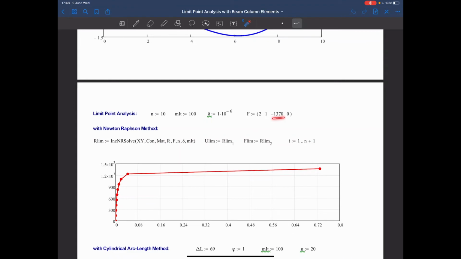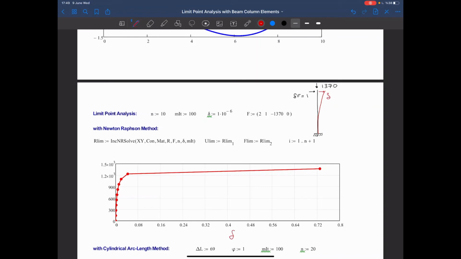Now I'm performing a limit point analysis, the first with the Newton-Raphson method. So I'm applying a load that's equal to 1370. Okay, and the way I load the structure is as follows. If we draw the figure here, this is the cantilever we have. So I'm applying an axial load that's equal to 1370, and a perturbation load delta F will be equal to 1. Okay, so this is my perturbation load, and I'm tracing the load deformation curve, this load versus that displacement.